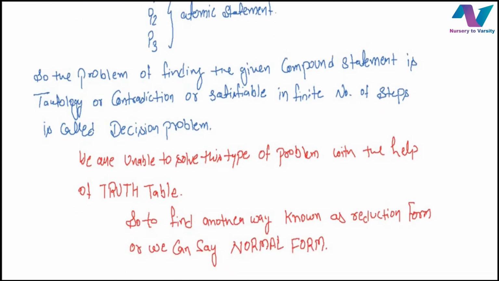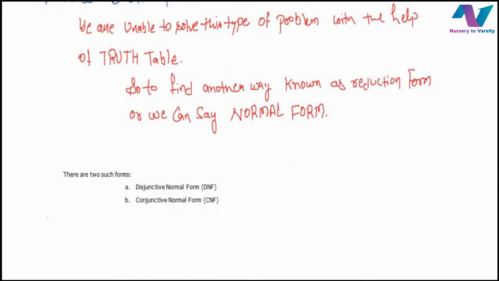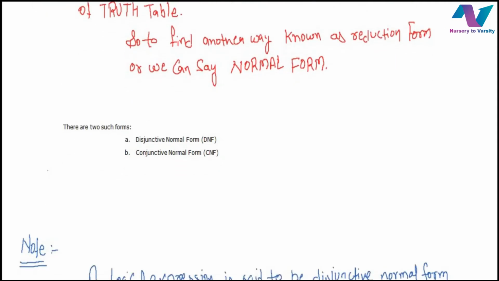We do not rely on the truth table because if the number of atomic statements is large, then it's very hard to determine whether the compound statement is a tautology, contradiction or satisfiable. So we are moving toward the normal form because we need the result in some finite steps. So there are two types of normal form.